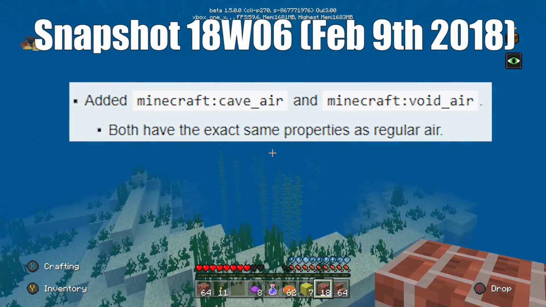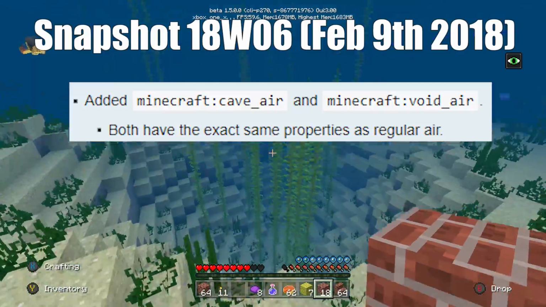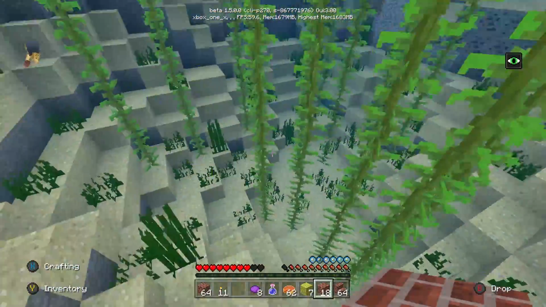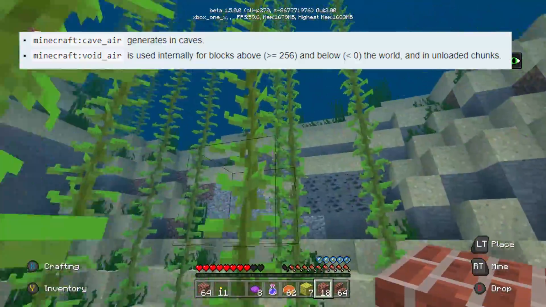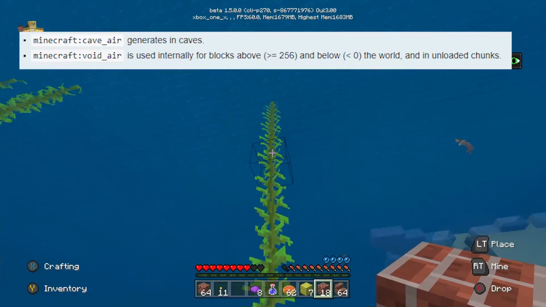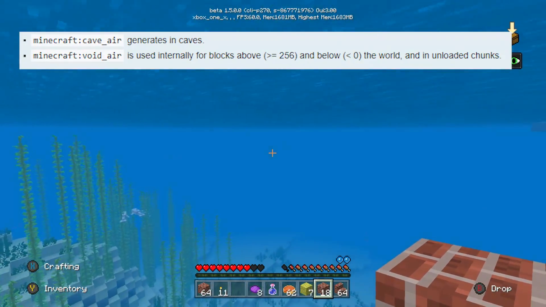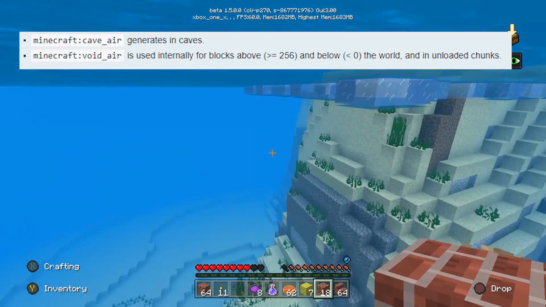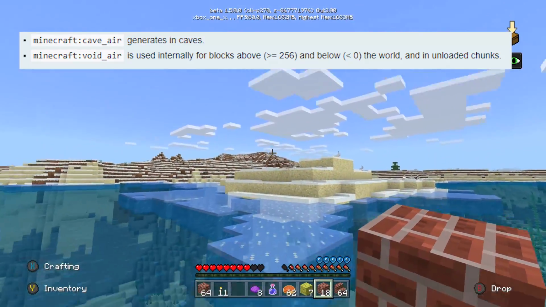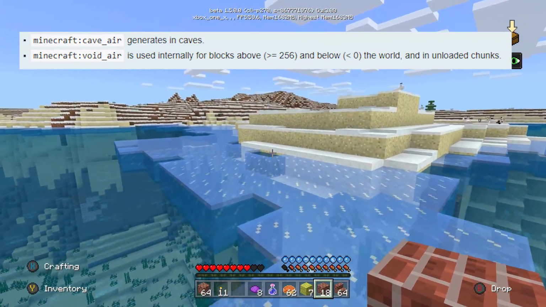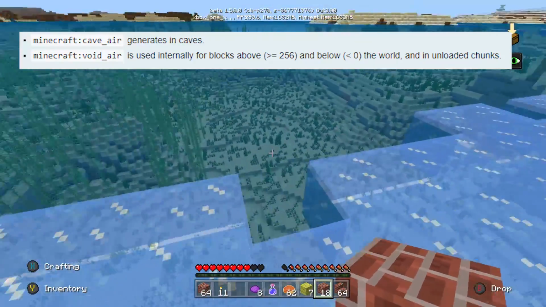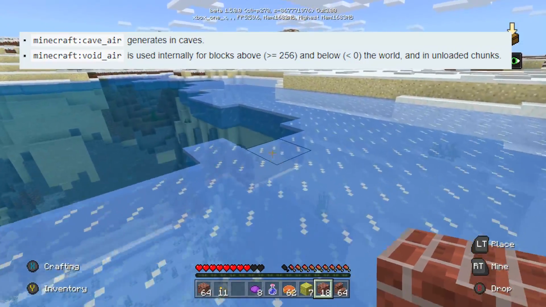Cave Air, as you can probably expect, is found in caves, and then there's something called Void Air, which is meant to be found anywhere where the void is, i.e. below y=0, and anywhere above y=255. So basically, now Minecraft has three distinct areas for air, right? There's the Void Air, which technically is most of your world, but you're never going to see it. There is Cave Air, which is found in those caves below the ground, and then there is air found anywhere else in your world.